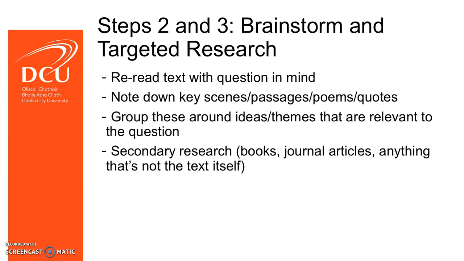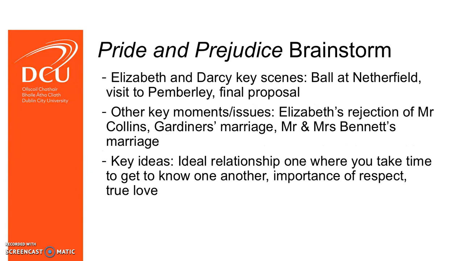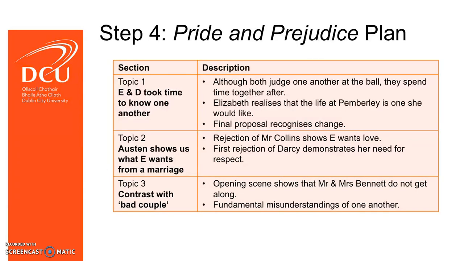For this question on Pride and Prejudice, your brainstorm might look something like this. You've chosen some key scenes between the main characters, thought about other examples that you could compare to Elizabeth and Darcy's relationship, and started to think about what makes an ideal relationship for Austen. You'll then need to turn this into a plan, choosing 3 to 5 topics that will help you answer the question. For this question, your plan might look something like this.